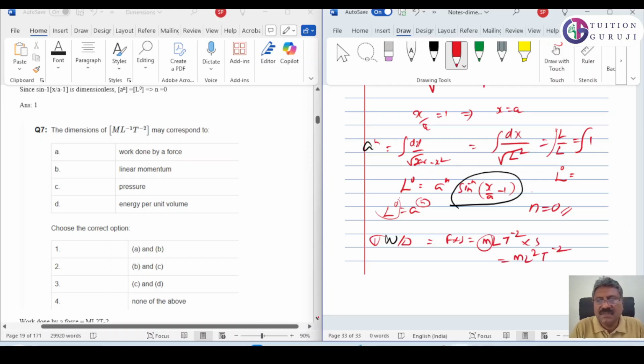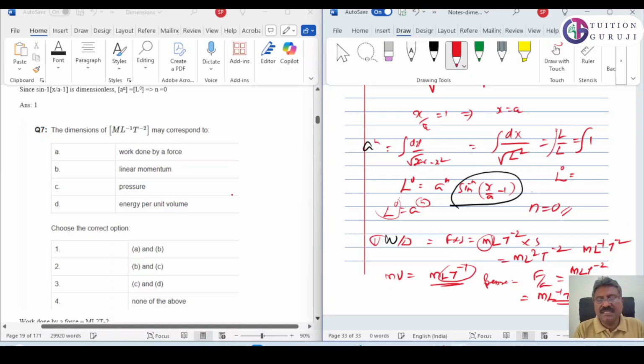It is not matching with M L raised to minus 1 T raised to minus 2. So next one is momentum. Linear momentum is mass into velocity, which is M L T raised to minus 1, since velocity is distance by time. So that is also not matching. Next one is the pressure. Pressure is force by area, that is M L T raised to minus 2 divided by L square. That is M L raised to minus 1 T raised to minus 2, which is matching with the question.